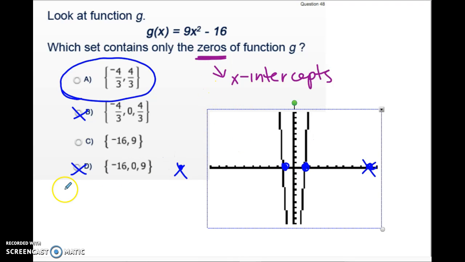All right. So that's just some calculator tips to help you on your SOL if you want to use them. It's always a good backup if you feel stuck.